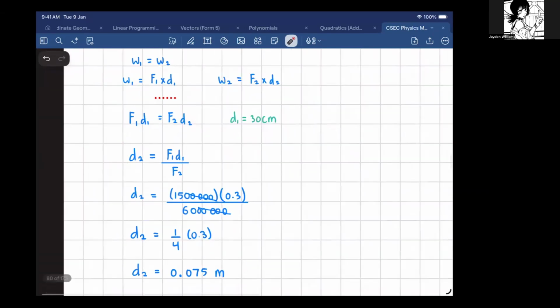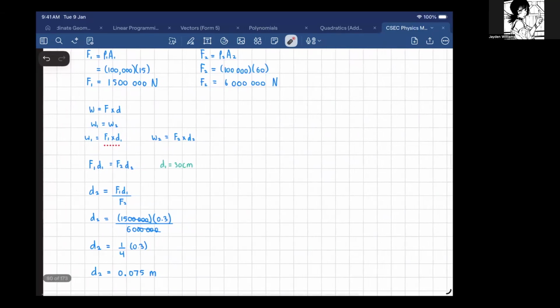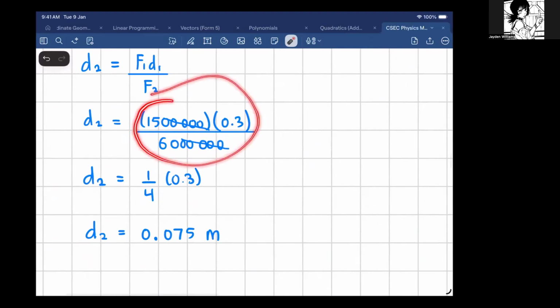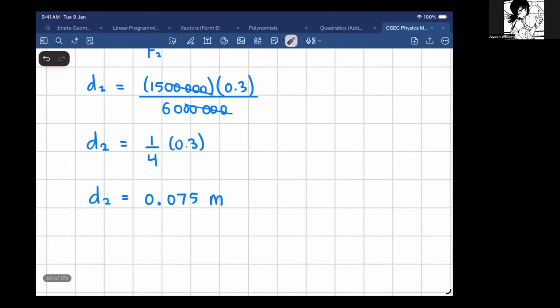So, Jadon, we found out F1 was 1,500,000, so I put that in there. I told you that the distance it moved at the input side was 30 centimeters, which is 0.3 meters. You need to use meters, you can't use centimeters. And what was the output force? What was the force felt at the output? 6 million. Right. So when you work this out, you're going to get a quarter of the 30 centimeters, which is 0.3 meters. See, you're seeing that the distance moved at the output is 0.075 meters.